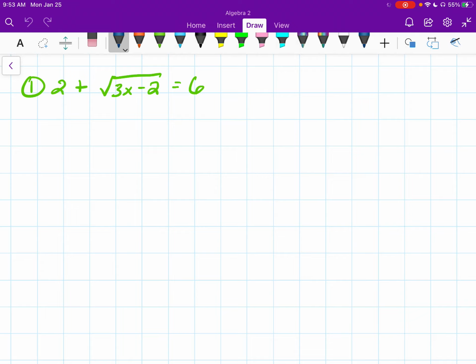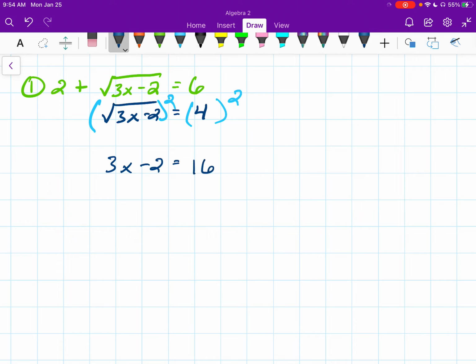So I'm going to subtract 2 from both sides, and I'm going to have root 3x minus 2 equals 4. Now, to get rid of my root, I'm going to take the whole thing, and I'm going to square it. Some people like to write it like this. I normally like to just say, oh, I'm squaring the whole thing, and I know what I mean by that. So whenever we square and we root, they cancel out, and I'm just going to be left with 3x minus 2, and then 4 squared will be 16.